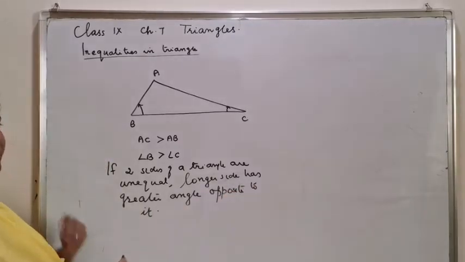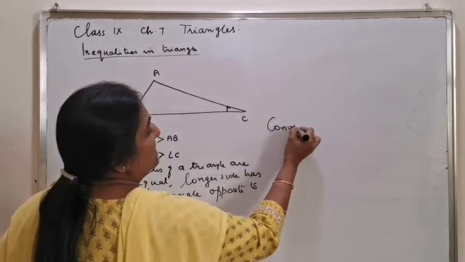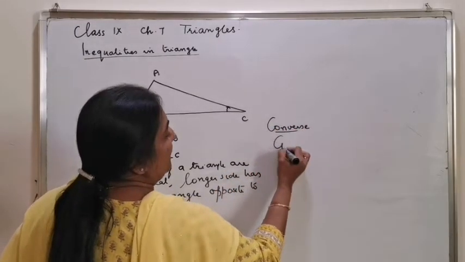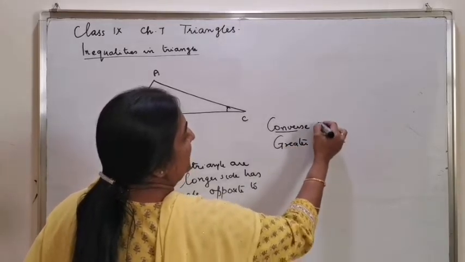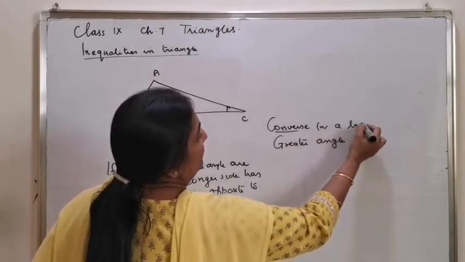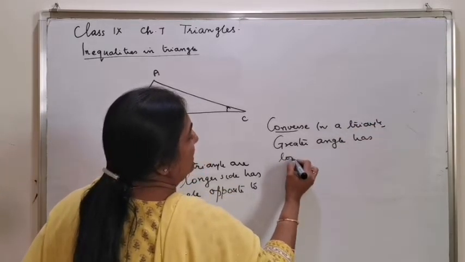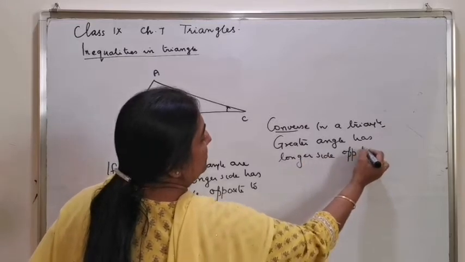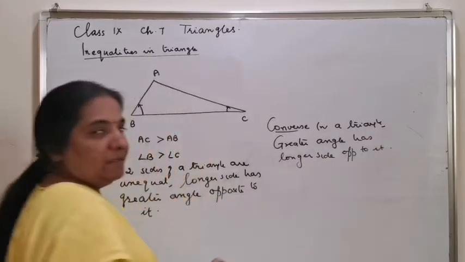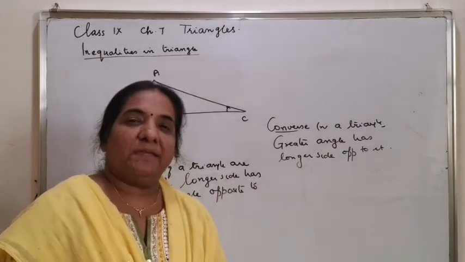So what will be the converse? The converse statement is, greater angle in a triangle has longest side opposite to it. That means you can use vice versa too.